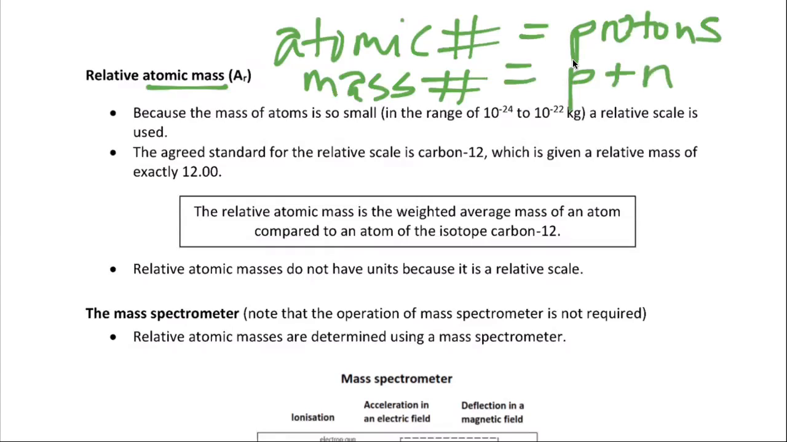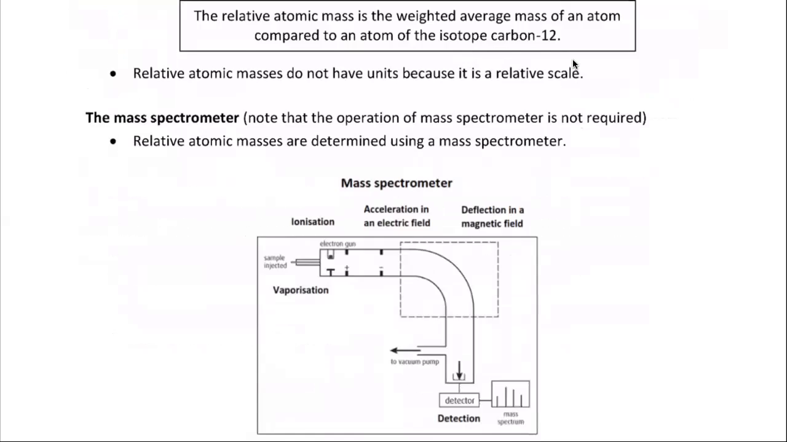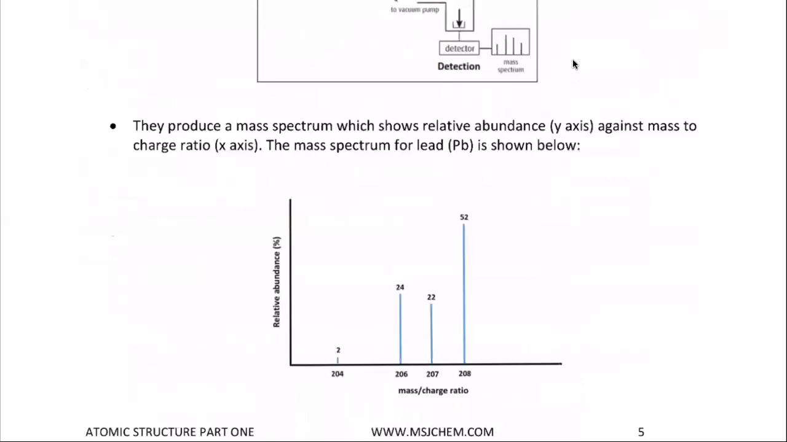So both atomic number and mass number are always whole numbers, whereas relative atomic mass is going to be an average calculation. It's a weighted average, and so it's never going to be a whole number. It's always going to have some decimal places because it's a calculation. It's not just a count of particles. A lot of this I go through in the notes video, which you can watch if you haven't already. But I want to come down here and talk about how we calculate this.